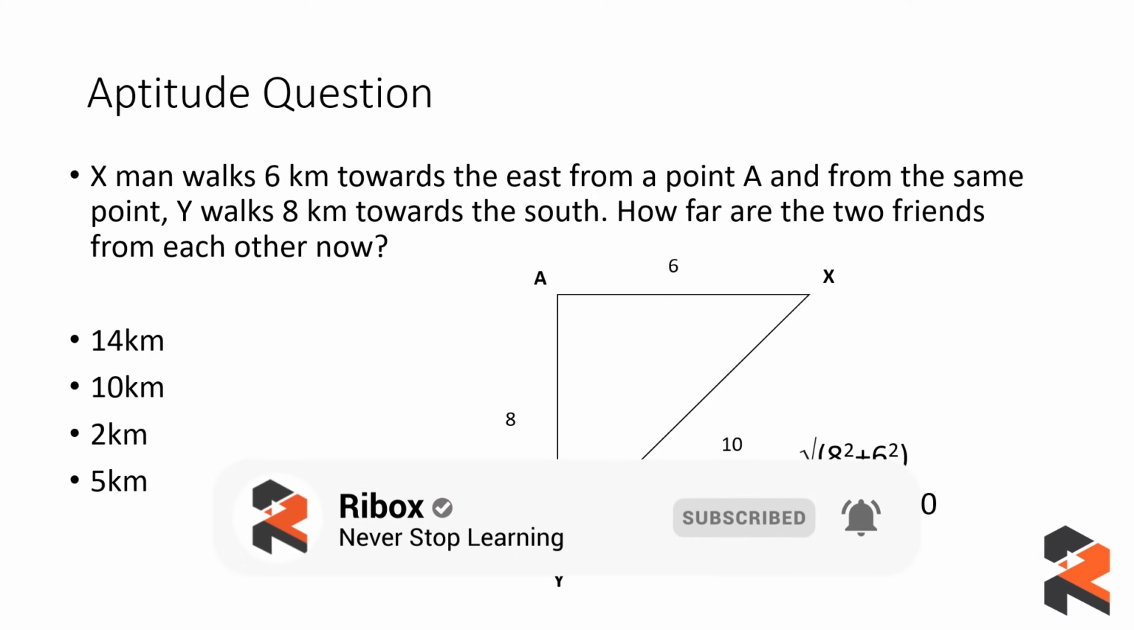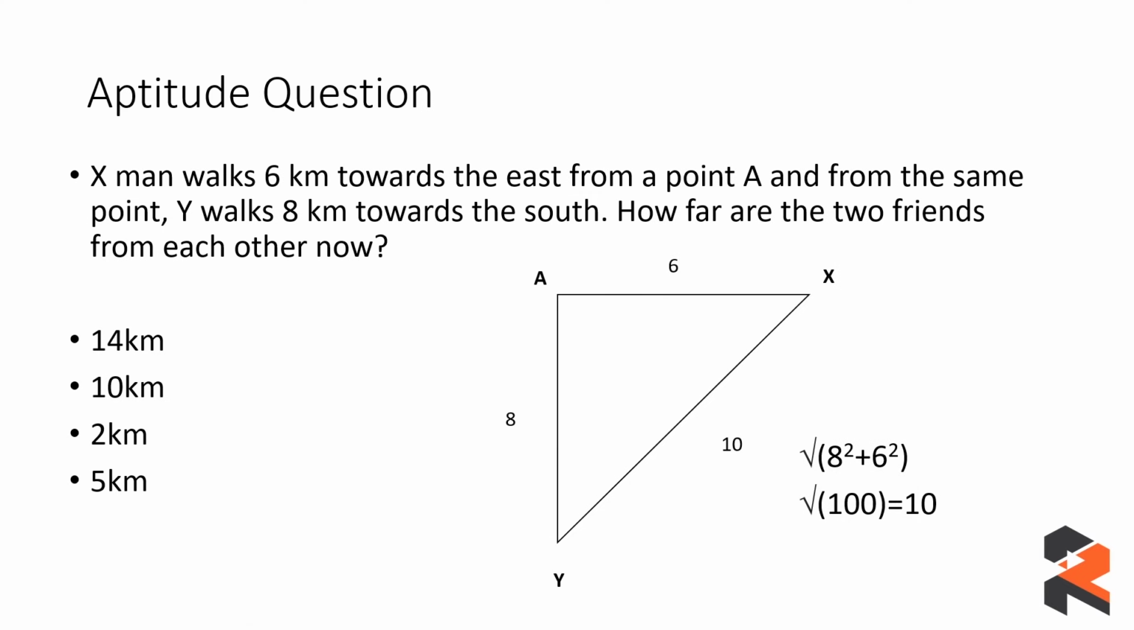So, let's look at an explanation. You can see that if the point is A and the person goes in two different directions, that is east and south in this case, your answer will be nothing but the square root of 8 squared plus 6 squared, which will result in 10. So your answer will be 10. Thus the two friends are 10 kilometers away from each other now.